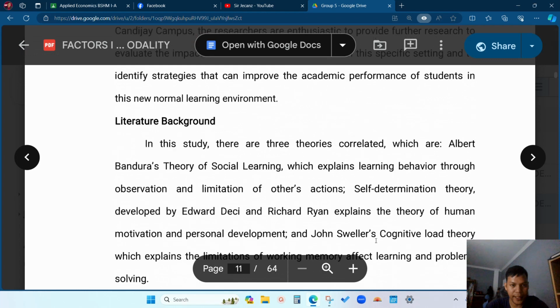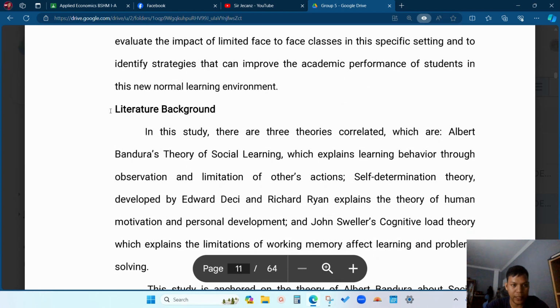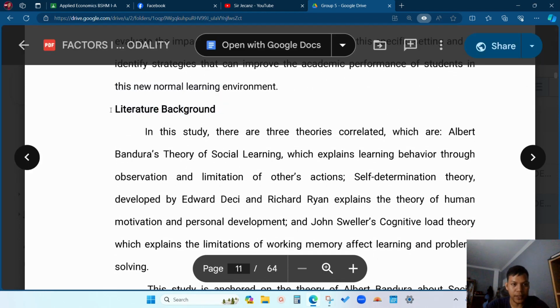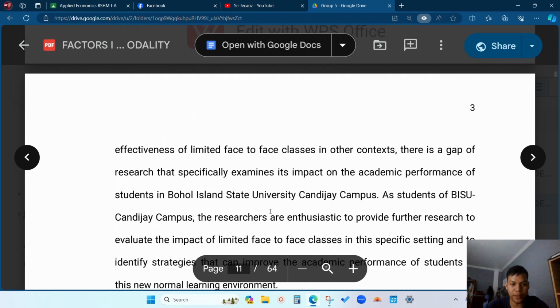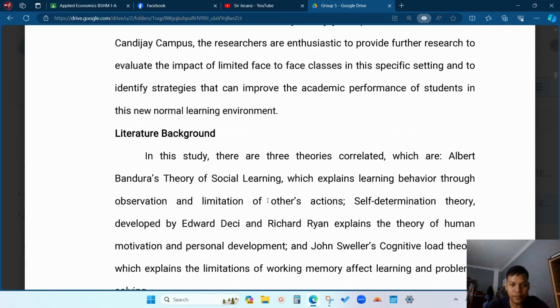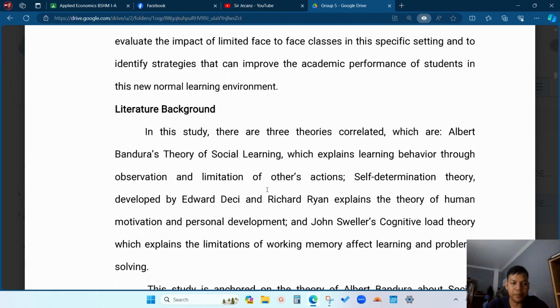So after the rationale, we have these 3 pages for the rationale. And after the 3 pages, you will encounter the literature background. So it's found in page 3 for this manuscript. I'm going to discuss to you only the important background of the literature background. After you have this backbone, it will be easy for you to put all the information. So the first part, it's important that you need to have this theory.